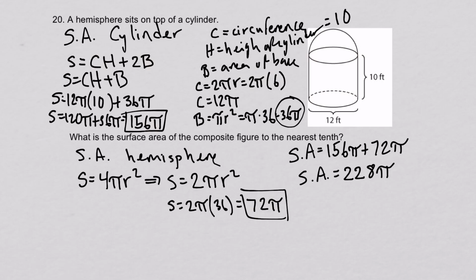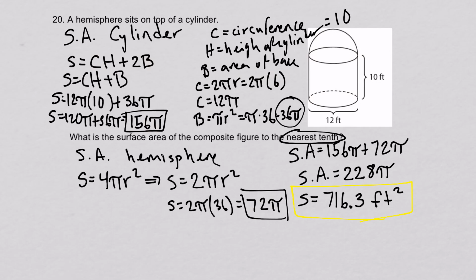Now it says what is the surface area to the nearest tenth, so that means that I am actually going to multiply times pi, 3.14159. So the surface area is going to be 228 times 3.141. This is going to be 716.3 feet squared. My total surface area is 716.3 square feet.